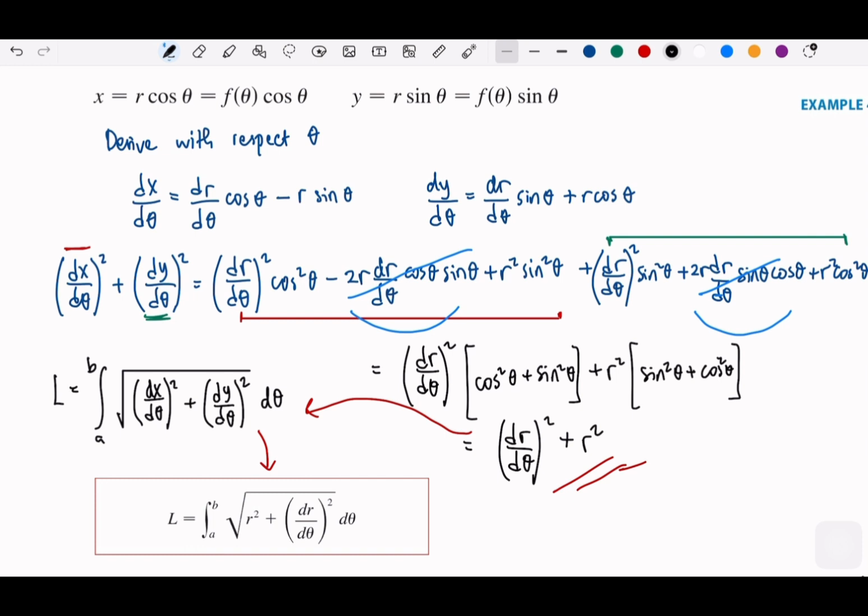Because this is a function of theta. Yeah, it's a function of theta.